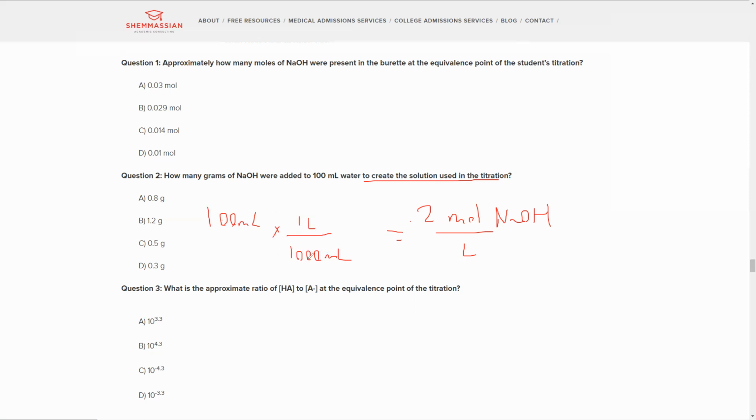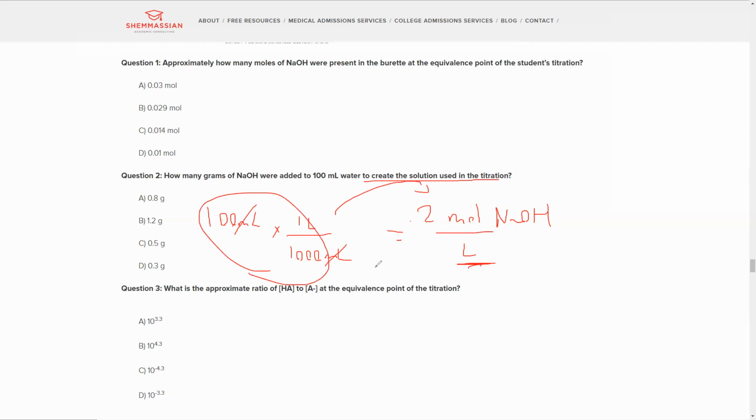I'm setting it up like this, right? And now I'm running into an issue. If I do this, I'm going to end up with liters at the top. I'm not supposed to get liters at the top. I'm supposed to get liters at the bottom, right? So that tells me that I set this up wrong already.